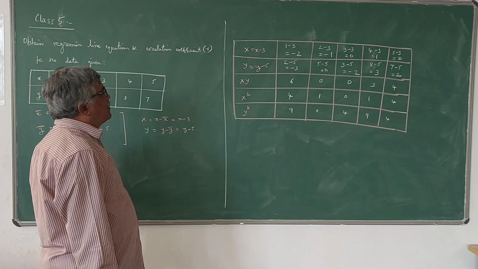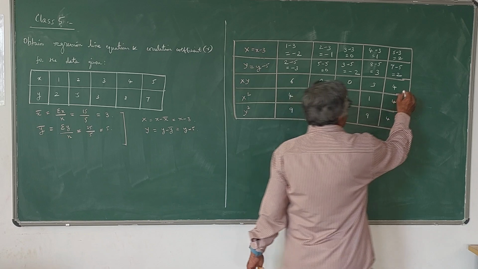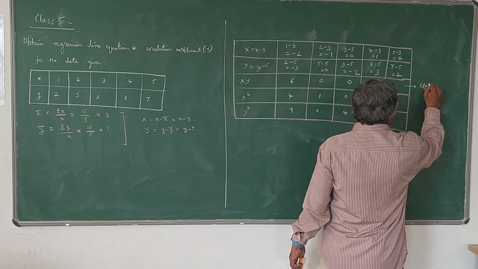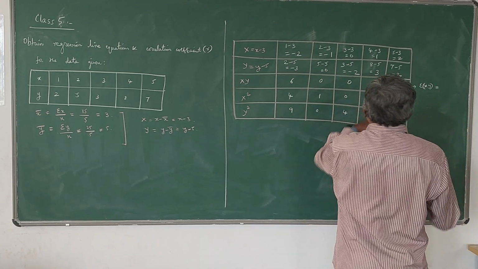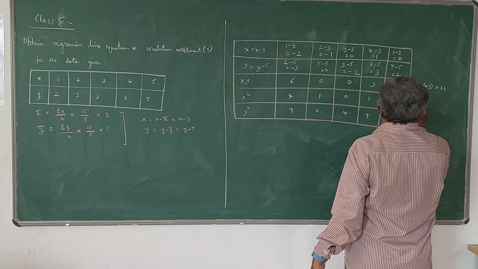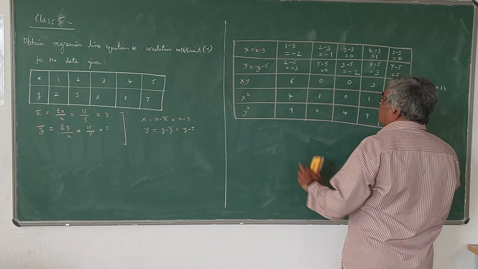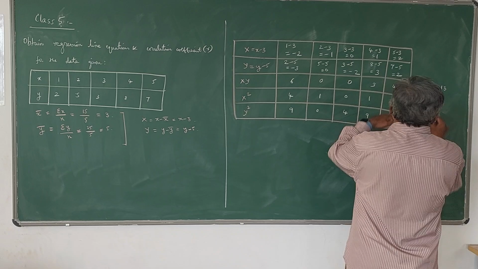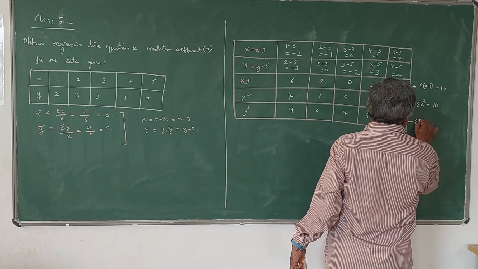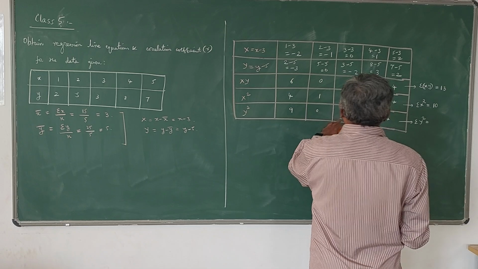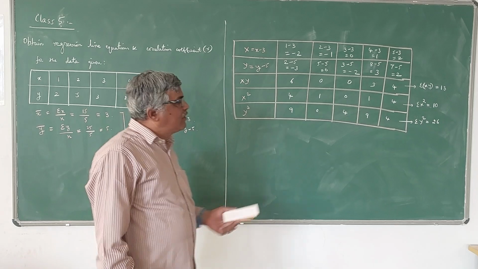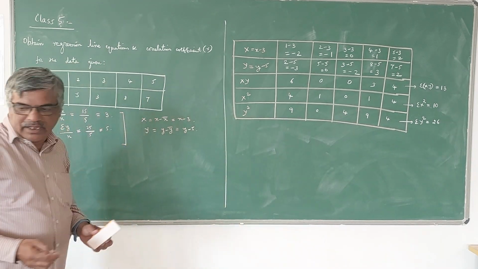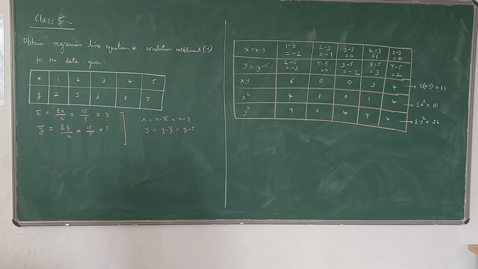Now we need these three things, so we have to sum them. Sigma xy: the sum of all these, 6 plus 3 plus 4, is 13. Then sigma x square: the sum of these is 10. Then sigma y square: 9 plus 4 is 13, plus 9 is 22, plus 4 is 26. So these are the values. Now that you have these three sums, you can write the regression line equations.